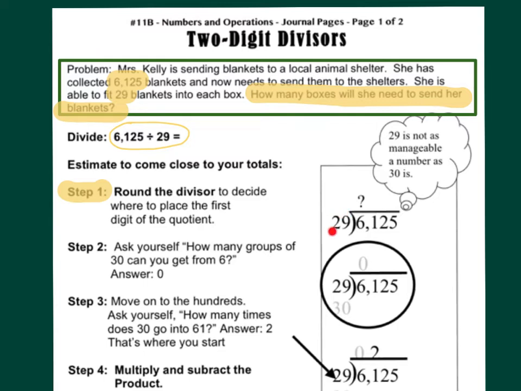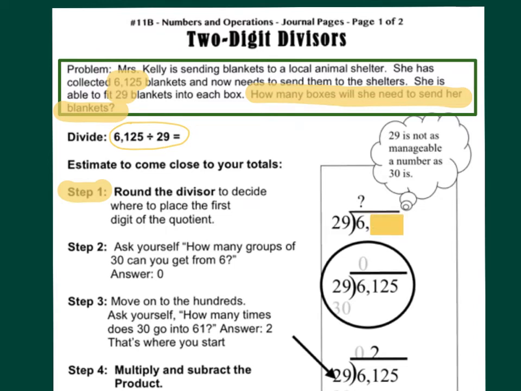So I'm looking at the divisor of 29, and I'm going to round it to make it a little bit easier number. If I round 29 to the greatest place, I'm going to get the number 30. The reason why I'm doing that is because I can determine if a number can be divided by 3 or 30 quicker than I can by 29. So let's look at this first problem.